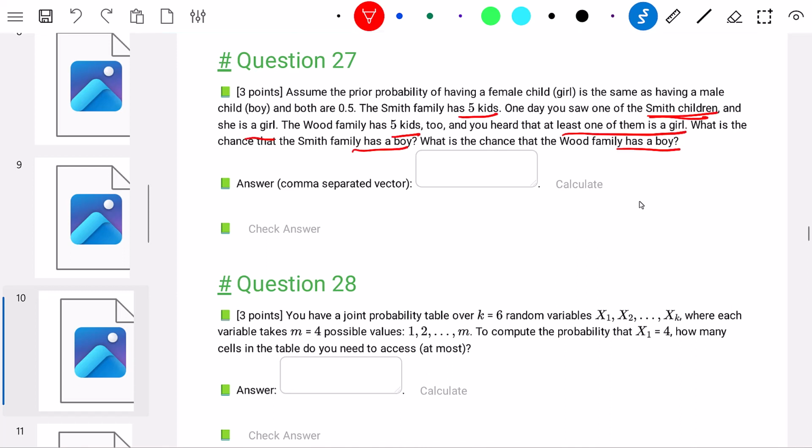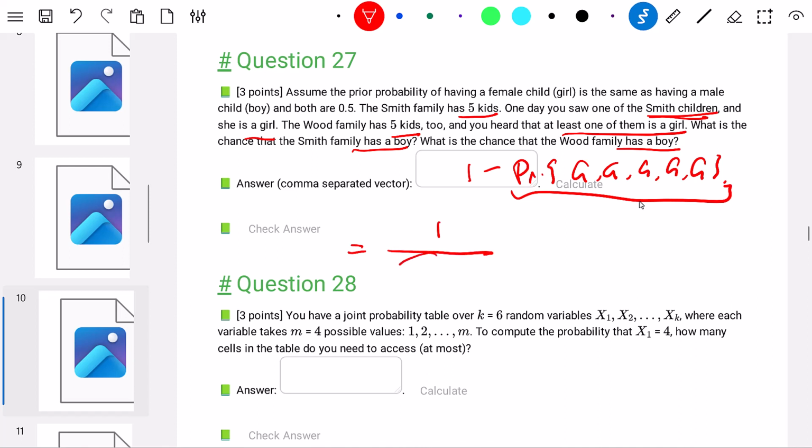When we are asked to do these kinds of probabilities, we just do 1 minus the probability we have all girls. So there are 5 children, so it's G, G, G, G, G. And the probability here is basically the number of combinations when we have this, which is always 1, divided by the total number of possible combinations for both families. So let's start with the Smith family.